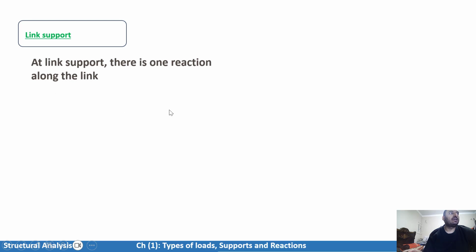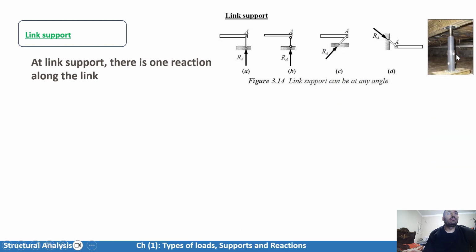We have an additional support, the link support. For the link support, there is one reaction along the link. Okay, it is axial force only.